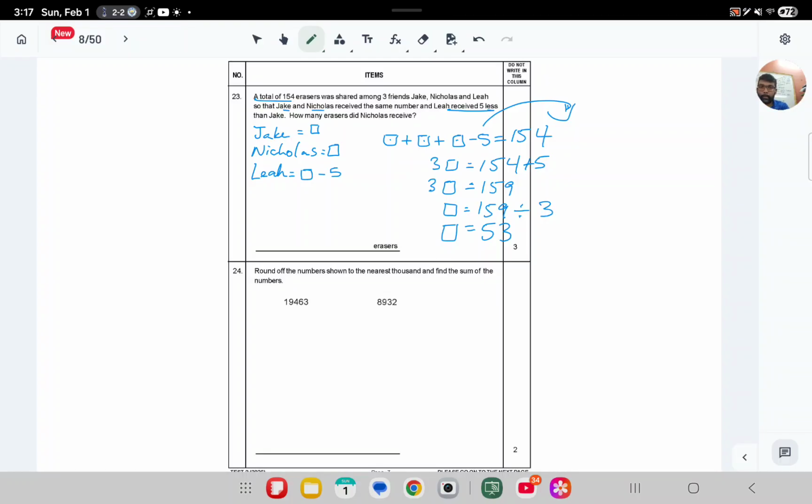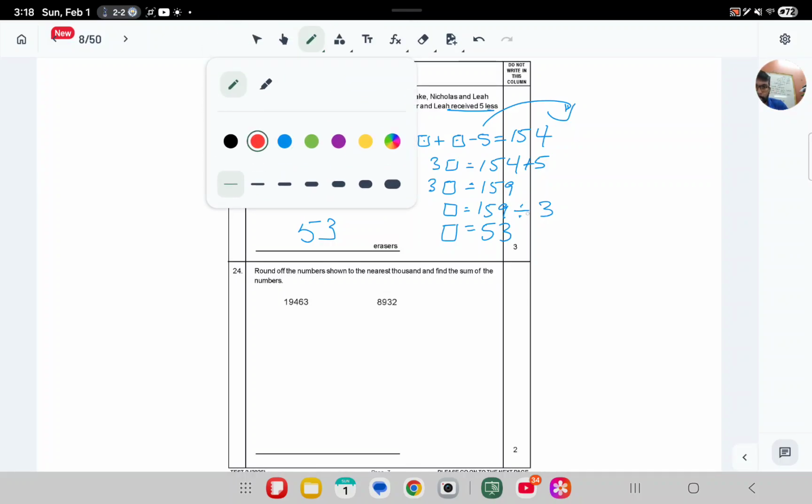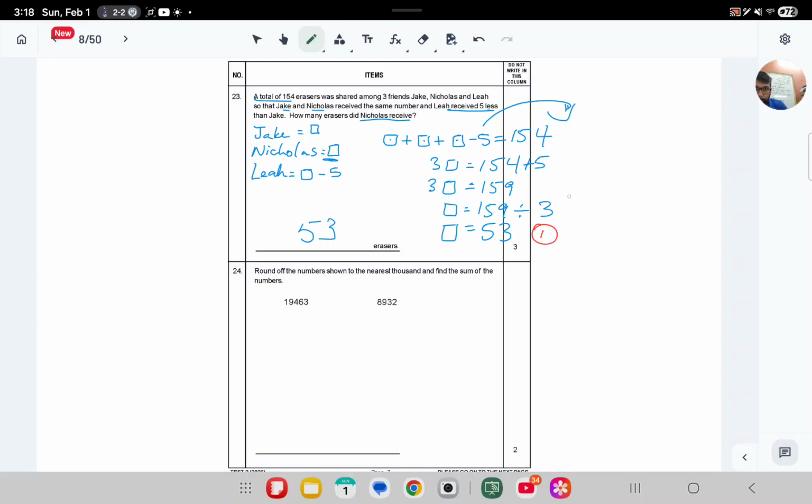Alright, 3 marks. So they wanted to find out how many erasers did Nicholas receive. Nicholas only received 1 box here, which is 53. Alright, the marks for this would be 1, 1, 1.